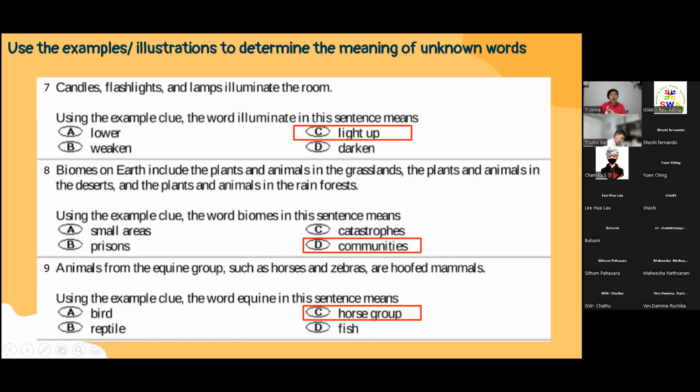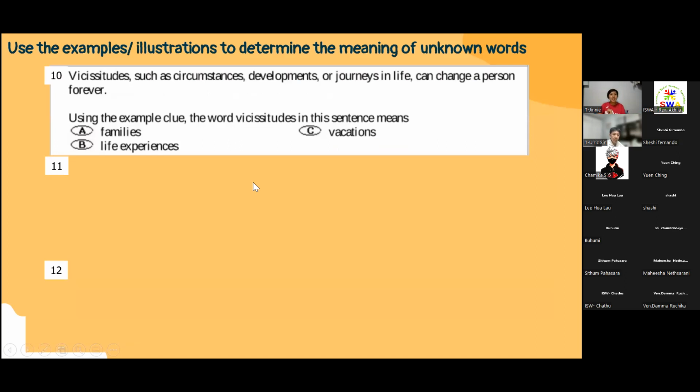We still have a bit of time. Let's do this last question. It may not be easy, but let me try and read it for you. We've learned this: C followed by I, E, and Y is read as S. Vicissitudes such as circumstances, developments, or journeys in life can change a person forever. What does the word vicissitudes mean?